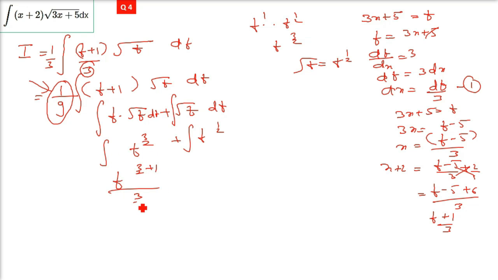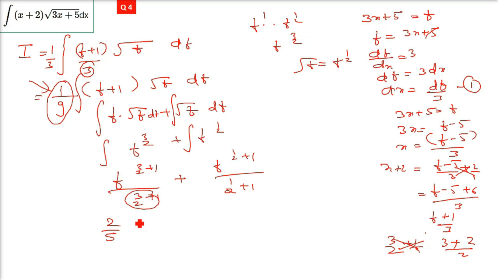T raised 3 by 2 plus 1 divided by 3 by 2 plus 1. And t raised half plus 1 by half plus 1. T raised 3 by 2 plus 1 is t raised 5 by 2. I'm doing it for the sake of completion. 5 by 2 is there in the denominator, it goes up, it will be 2 by 5, t raised 5 by 2, plus this is half plus 1, so t raised 3 by 2. 3 by 2 in the denominator goes up, it will become 2 by 3. And constant of integration, of course.